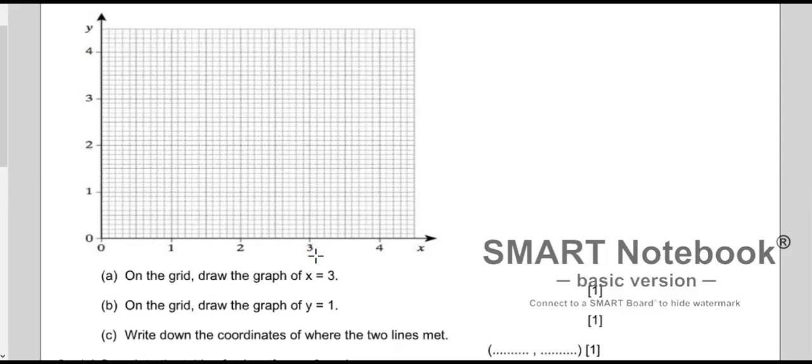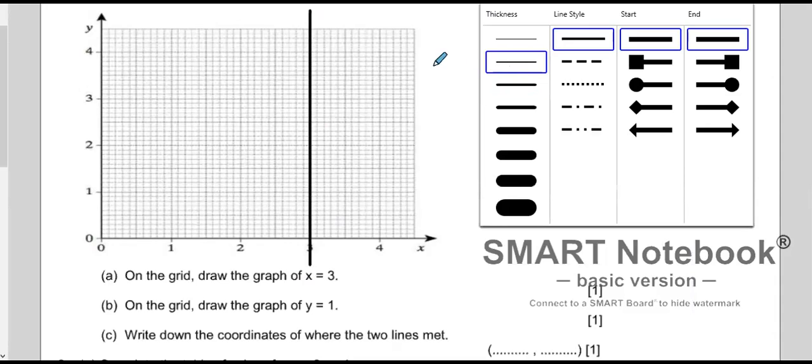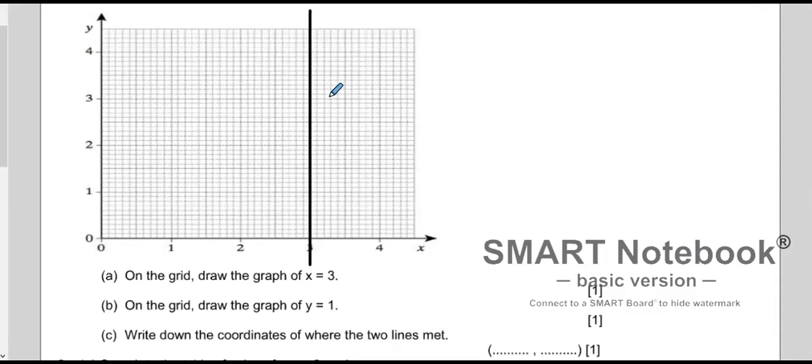So x equal to 3, this number here. The line will be simply looking like that. And you have to label this line x equal to 3 using your pen, right? This line, as you can see, is how it has been drawn there. So what you do is simply label this line x equals 3, okay?